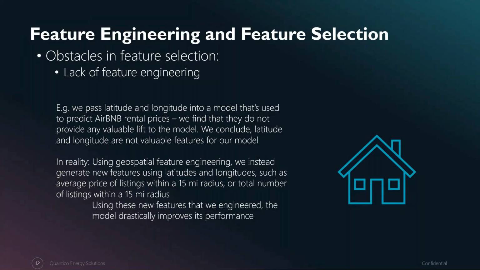So here's another real world example. If we pass in raw latitude and longitude coordinates into a model that's used to predict Airbnb rental prices, we'll find that in general, most model algorithms will not have the complexity and the ability to be able to discern any valuable information from the latitudes and longitudes. And so the incorrect conclusion here would be that latitudes and longitudes are not valuable features for our model. In reality, though, they are. You just need to do some feature engineering.